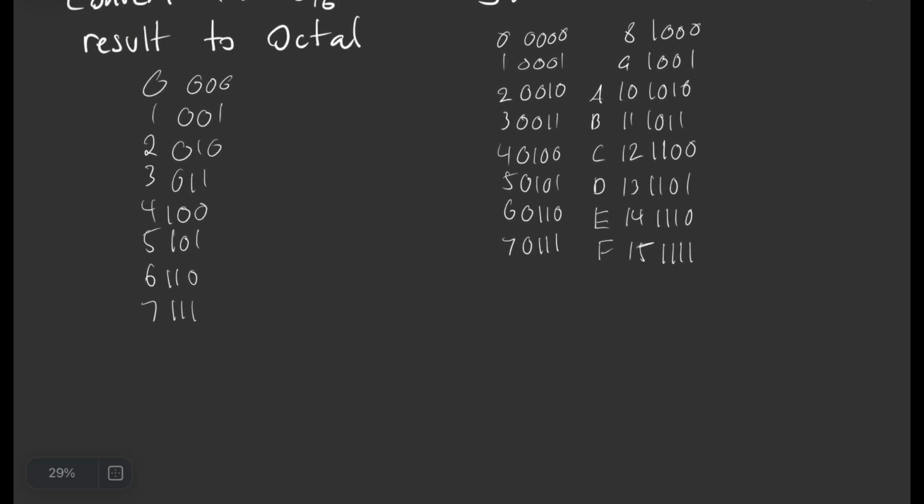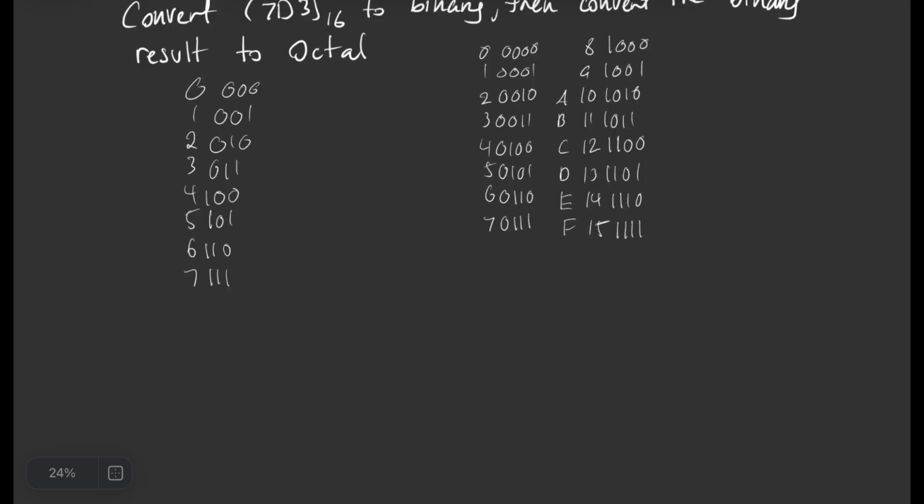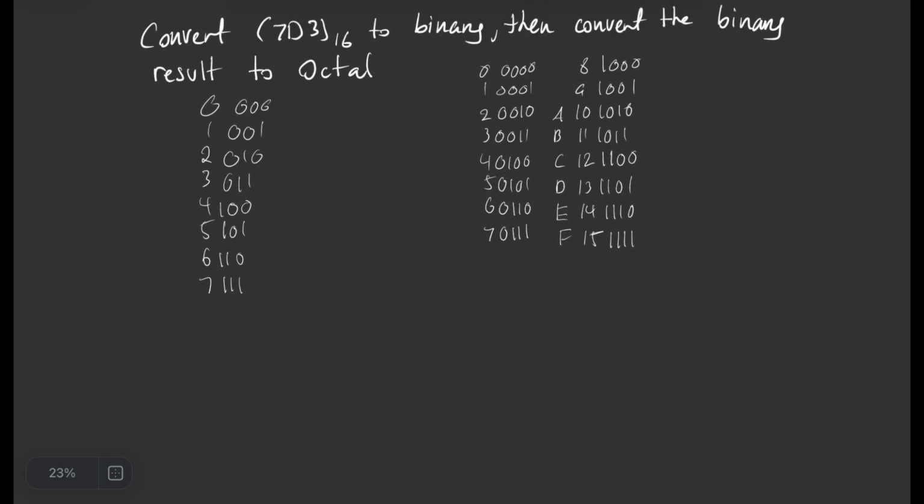So the number 7D3 to binary, then convert the binary result to octal. So basically, we're just going to write out our numbers normally. Our number 7 is 0111. Our number D is 13, which is 1101. Our number 3 is 0011.